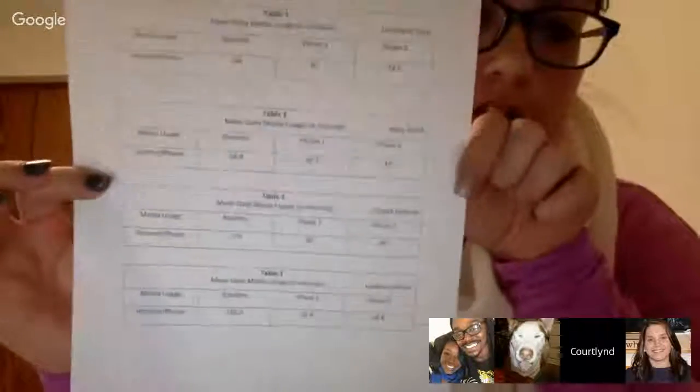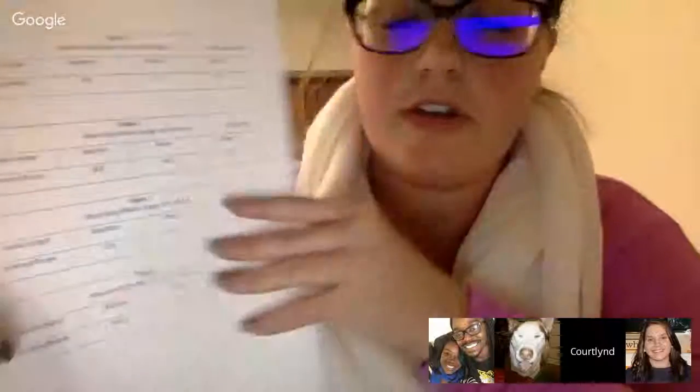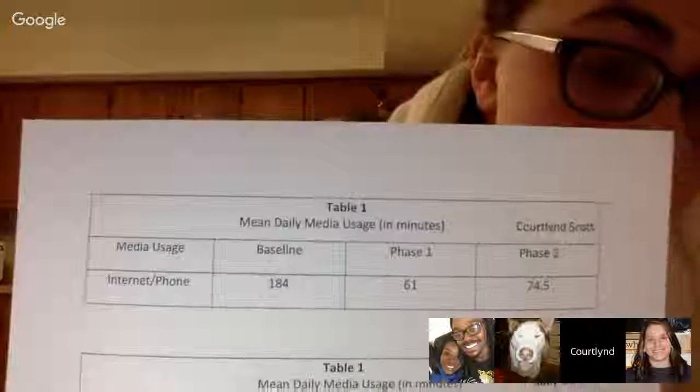Hi, so as Abby mentioned, the media usage was combined as we did not differentiate between phone and computer, but we did differentiate between internet and media. So within the table that Abby mentioned, I have this to show, there was no graph in our project, but there was a table included. So the first one is my table, and you can see the results there.